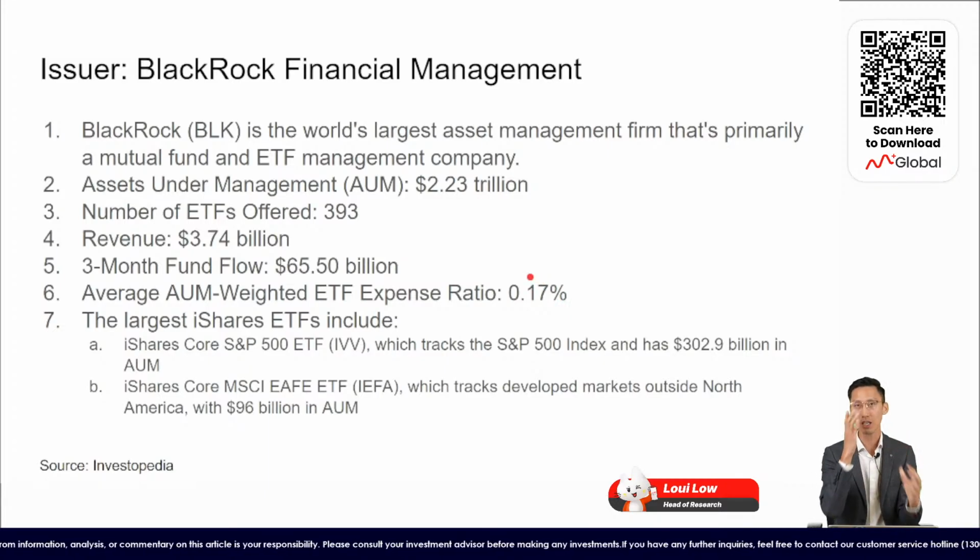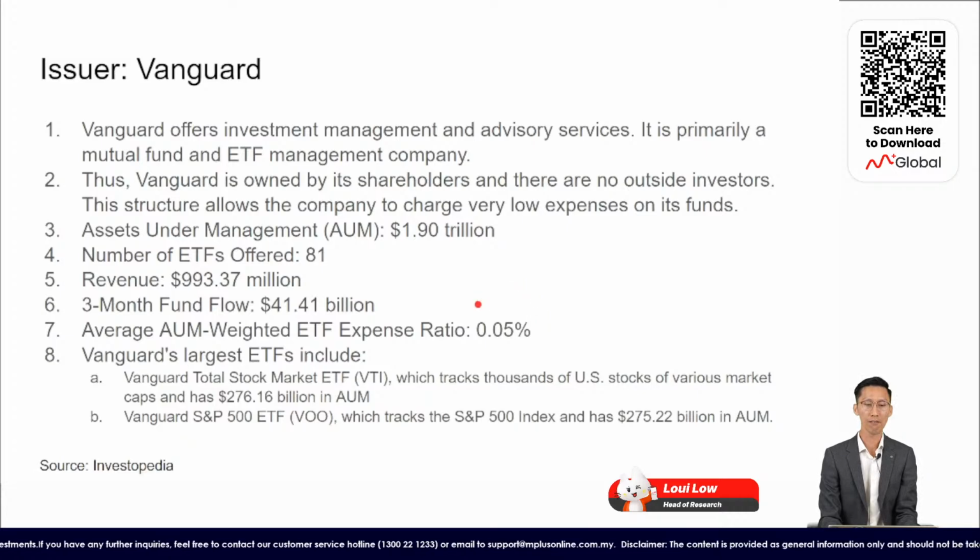The expense ratio is basically the cost that you are paying the fund manager to track the S&P 500 for you. So roughly you might pay 0.17% for that particular year. For Vanguard, it is very, very low, at 0.05% average AUM-weighted ETF expense ratio, which means their cost is very low, and therefore if you buy into an ETF that Vanguard provides, your expense ratio is much lower compared to other issuers.